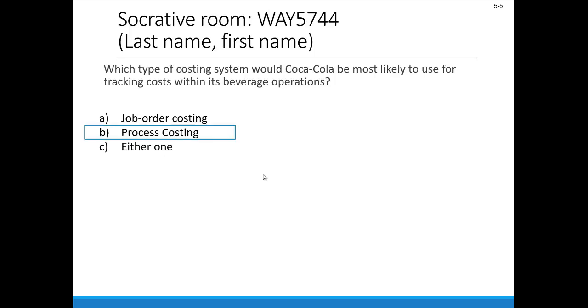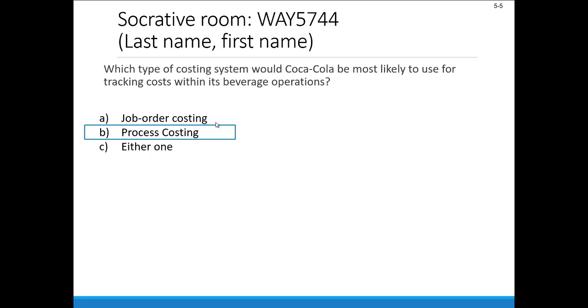Yeah, Coca-Cola would be most likely to use a process costing system. Remember, process costing systems are most appropriate for companies that are making products that unit to unit are homogeneous, or the same. So Coca-Cola, when they're cranking out their millions of bottles of Coke Zero that I love so much, each one of those is supposed to be kind of identical to the one behind it and in front of it. So they're going to track cost in that type of process costing manner.